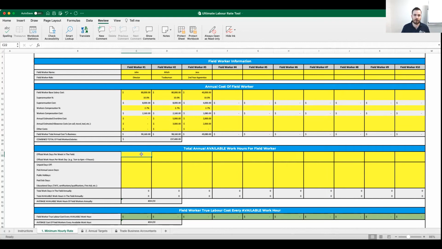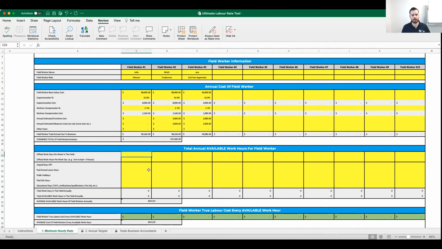Now, $2 might not seem like much as a reduction in the baseline point from which we mark up, but you stack $2 over what might be 1,500 hours. Well, that's $3,000 in gross profit that you've lost. It's just been completely eroded. So you can see the importance of getting this right.